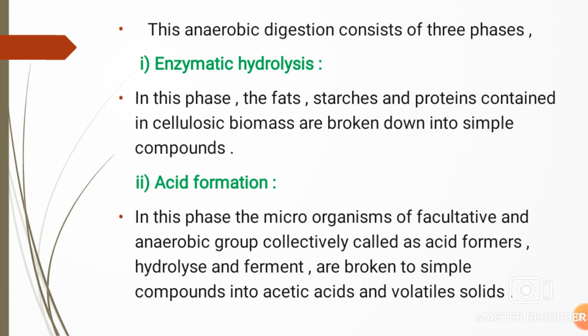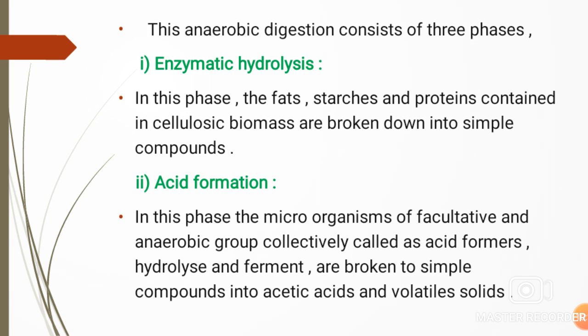Second phase is the acid formation. In this phase, the microorganisms of facultative and anaerobic group, collectively called acid formers, hydrolyze and ferment the biomass, breaking it into simple compounds such as acetic acid and volatile solids. That is the second stage, the acid formation stage.